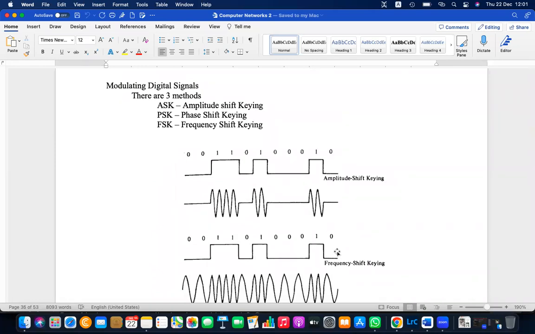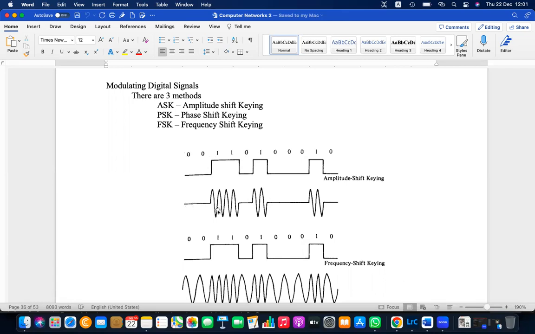Actually, this is called shift keying. For an analog signal, it is called modulation, but for digital signals it is called shift keying. Shift keying means again the same thing. You can see amplitude shift keying. When amplitude is high, the high frequency. Again, the carrier signal here is also an analog and high frequency signal, right? Even in shift keying, the carrier signal is an analog signal and it is a high frequency signal.